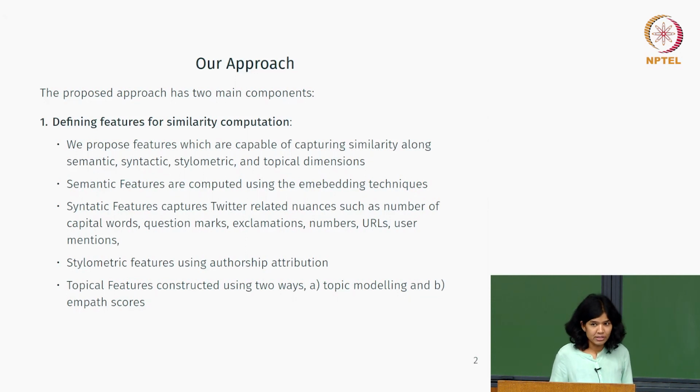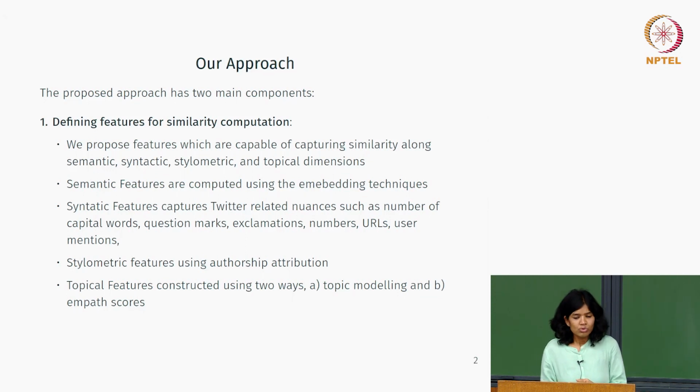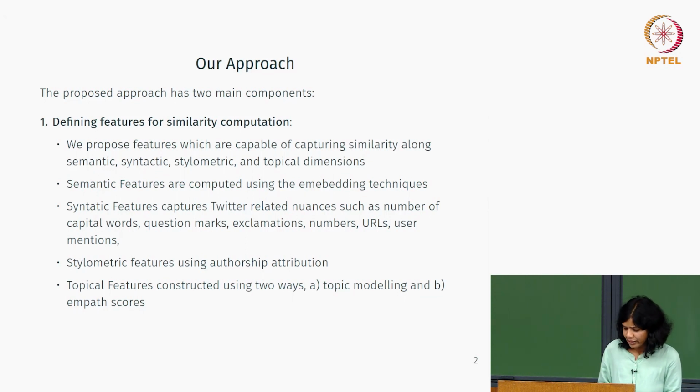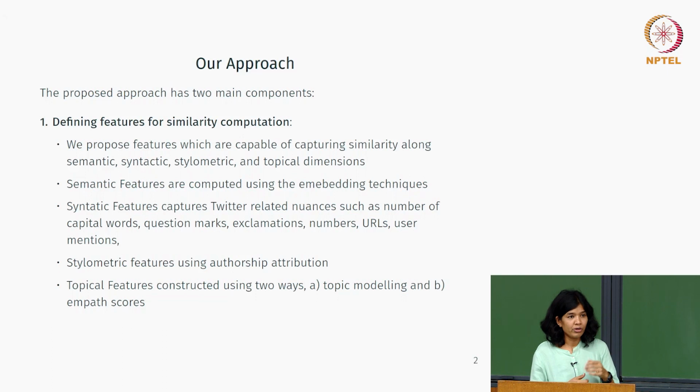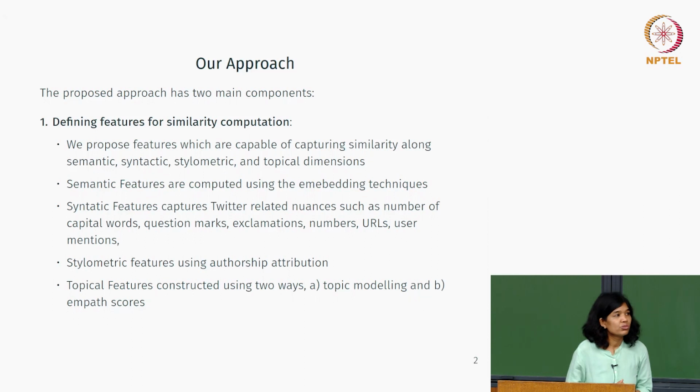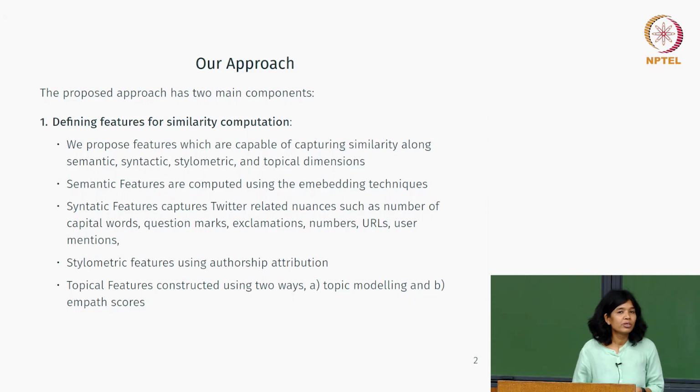So the topic based similarity, the style, the way you're writing. Then there is a semantic, which is basically based on the content you're writing. So is there similarity in the content? What we've done is categorize these features into three or four different dimensions. One is the semantic, which is basically the content. The syntactic is your way of writing. The stylometric is the style of writing, and the topics which you are posting or writing on the social media platforms.